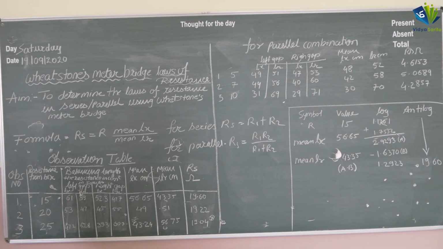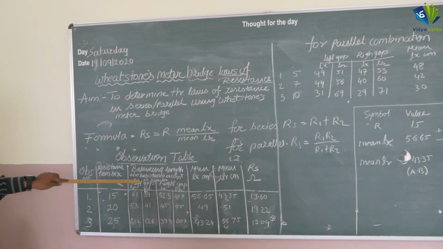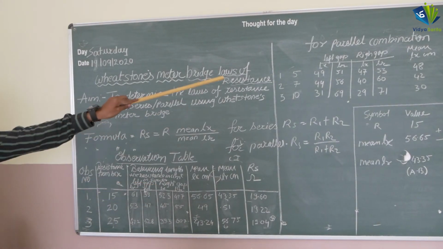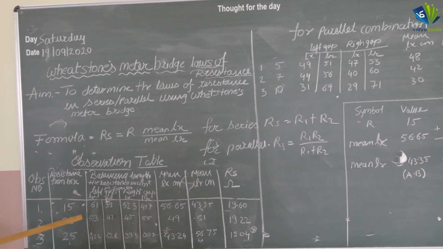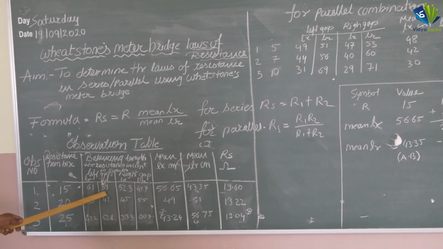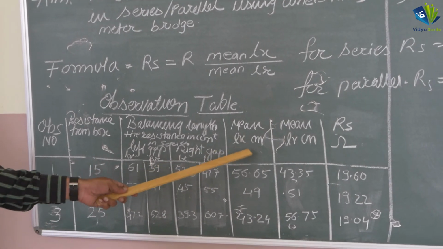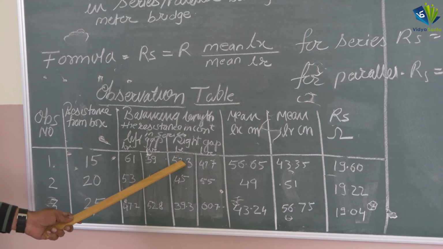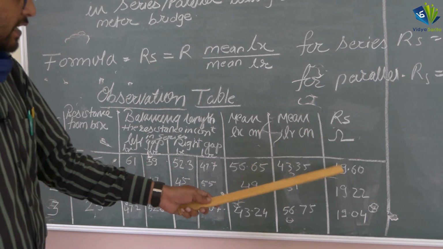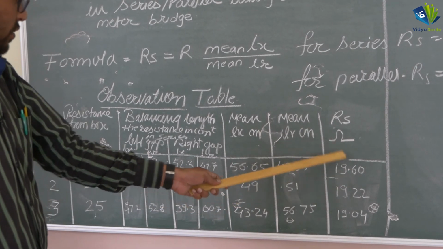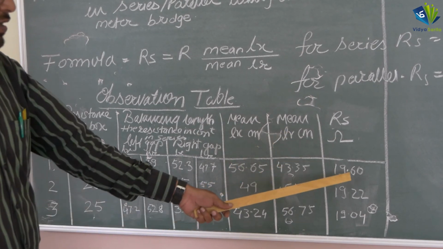Okay students, the way we have taken the readings from the experiment, I have jotted down on the board. This table is for the series and that table is for the parallel. In series, we have taken 15, 20 and 25 ohms, and the reading for these is 61. Now LR is 100 minus 61, which is 39, then the right gap, then mean of LX, this plus this divided by 2, is 56.65, and mean LR is 43.35. R is equal to 19.60. Over here 15 into this divided by this, so we get 19.60.